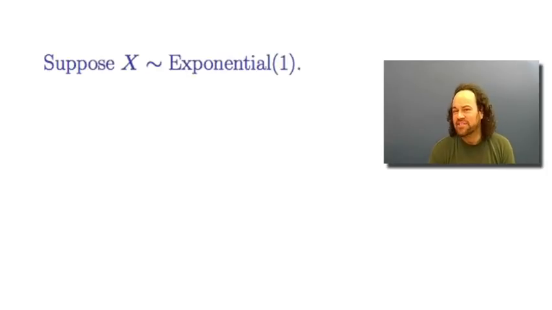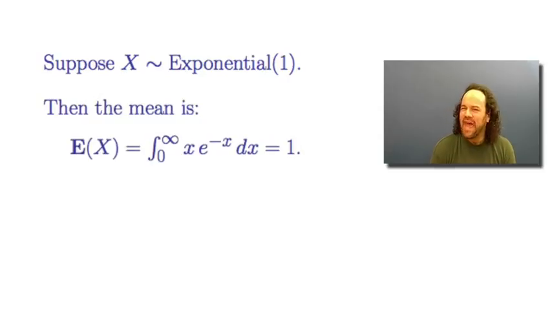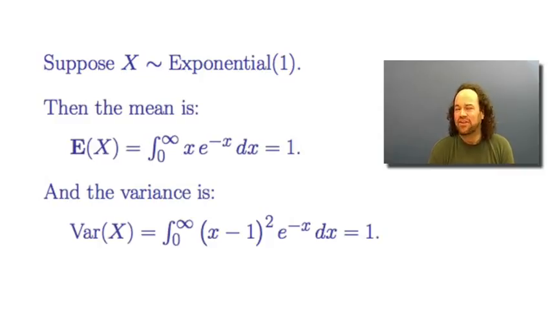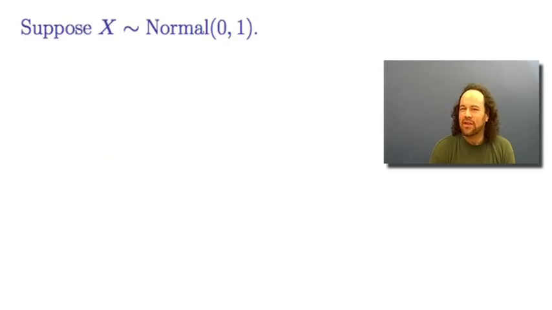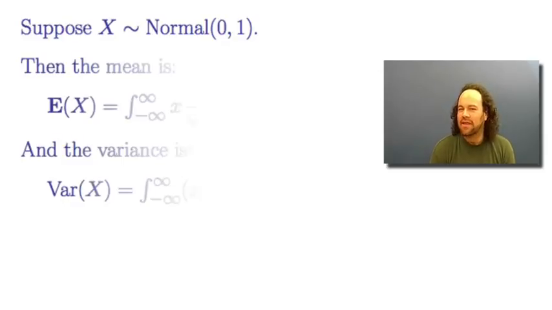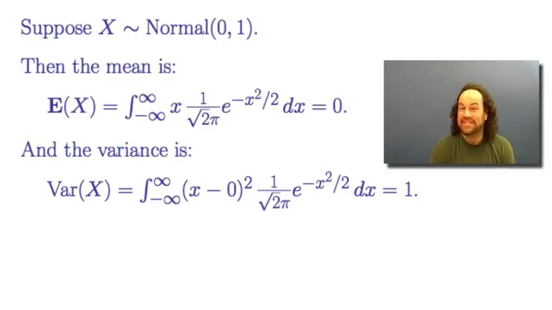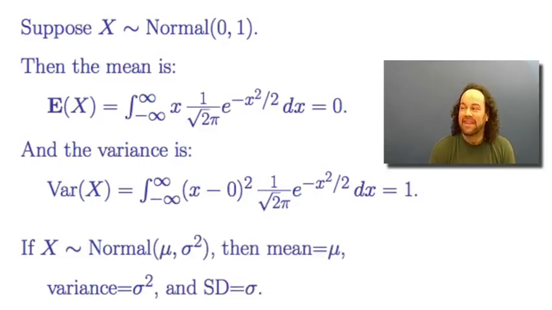For the exponential 1 distribution, the mean is a formula in this case, which is the integral of x times e to the minus x, taken from 0 to infinity, because that's all the possible values, and that works out to be just 1. And in this case, the variance, which is again an integral, also works out to 1. For the normal distribution, well, it's hidden right in the notation that if it's normal 0, 1, then the mean is 0, and the variance and standard deviation are both 1. If it's normal mu sigma squared, then the mean or expected value is mu, and the variance is sigma squared, and the standard deviation is sigma.